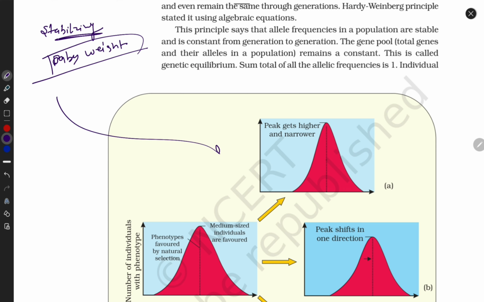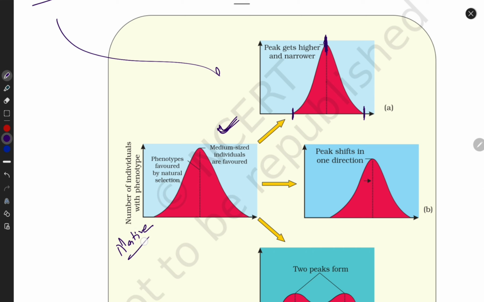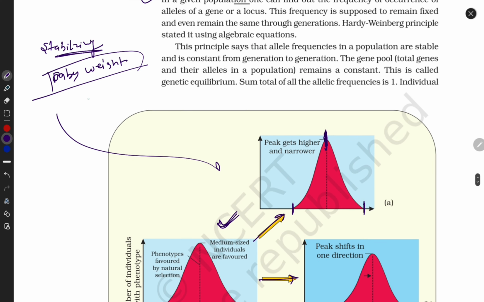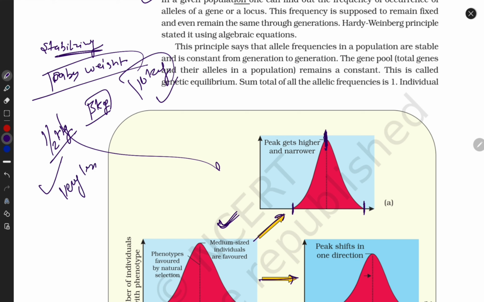This is the graph. Here they want to say that there is one peak, another peak, and this one peak. Now what do you understand by this graph? This peak is selected. This is the native peak, this is stabilization, this is directional, and this is disruptive. Now why is this peak selected? Guys, if a baby has 3 kg weight at birth, this is a very perfect weight. If a baby has half a kg, or if someone says your baby weighs 10 kg, do you think this baby will survive in future? No. Very low weight will not survive, and very high weight will not survive. Only middle weight will survive. So this peak is selected.